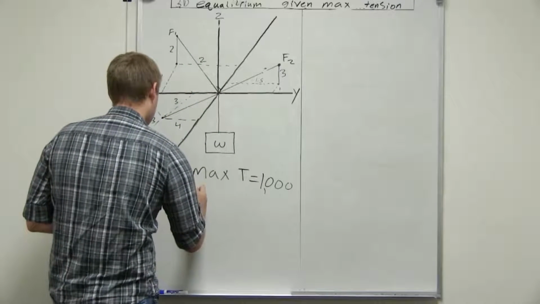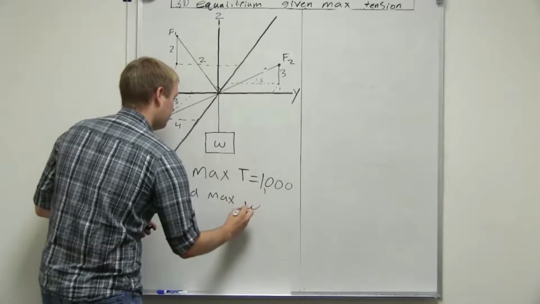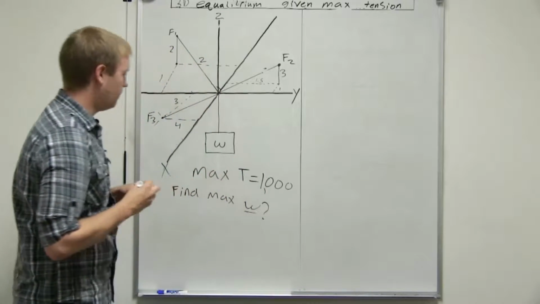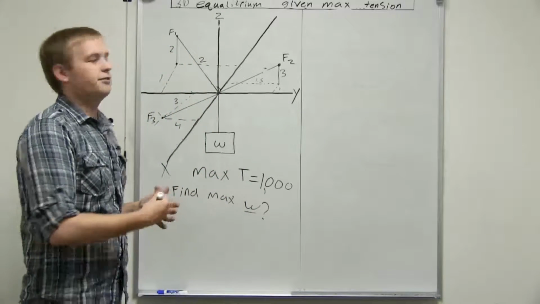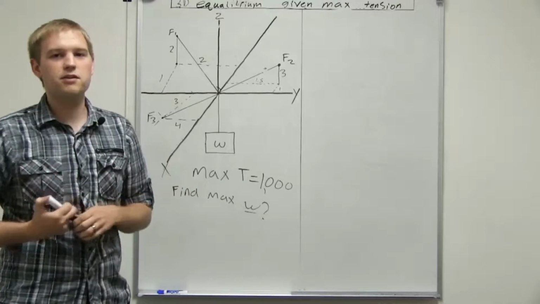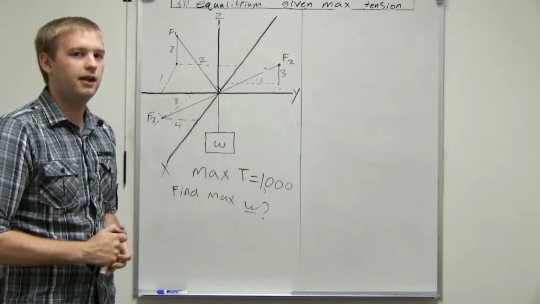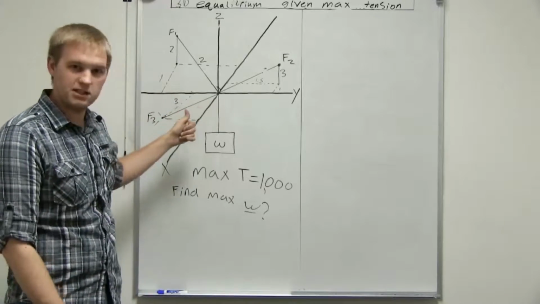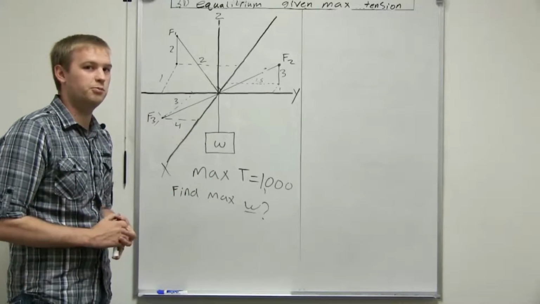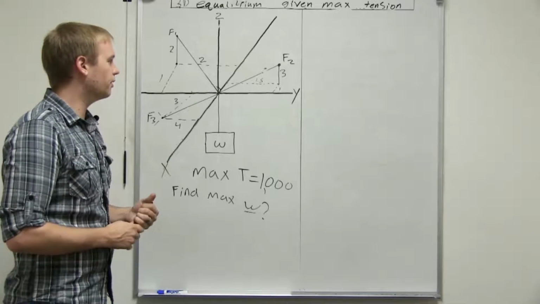What is the max weight that you can have? Okay, so basically if you look at it from a design standpoint, you're saying, well, we have these ropes. I know that each of them can hold 1,000 pounds before they break, and I'm going to set them up in this orientation and hang a weight from them. What is the maximum weight that I can hang from these ropes before they break? Well, that's what we're going to find out here.